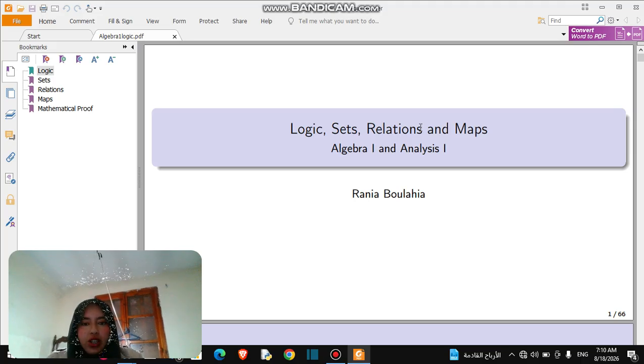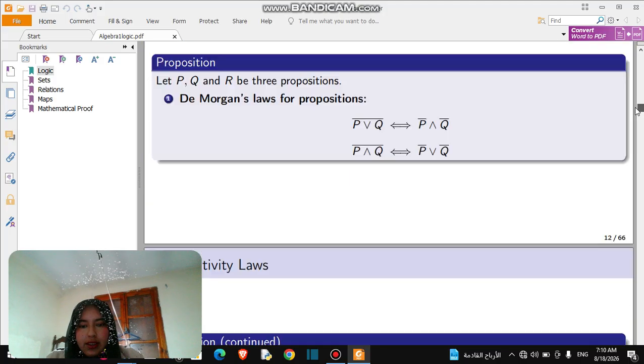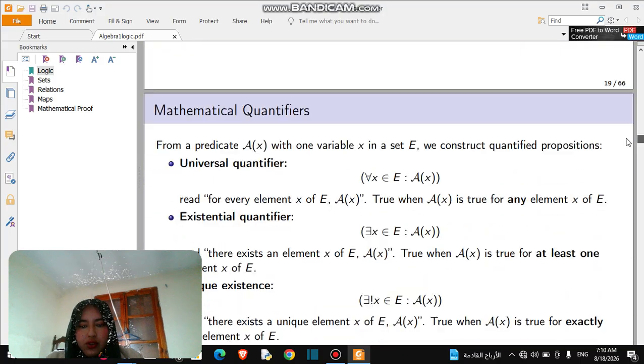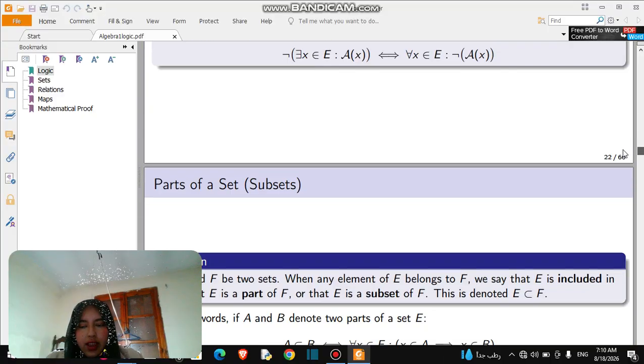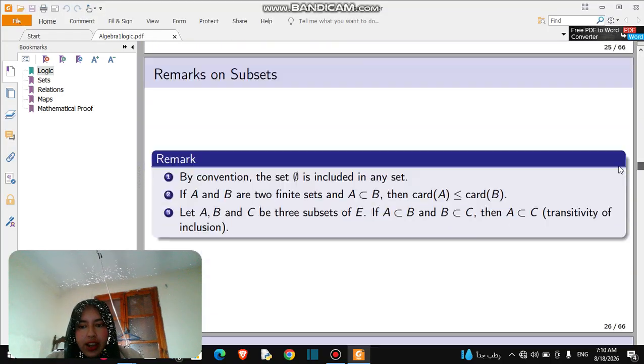Our lecture topic is logic, sets, relations, and maps. We already talked about logic, sets, and relations. Now we have also advanced in maps. We talked about the definition of a map. We talked also about injection and surjection.